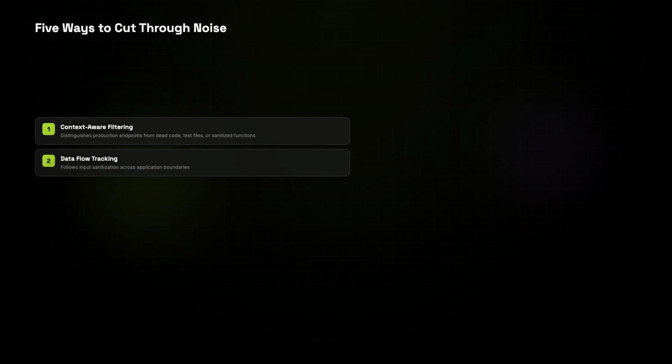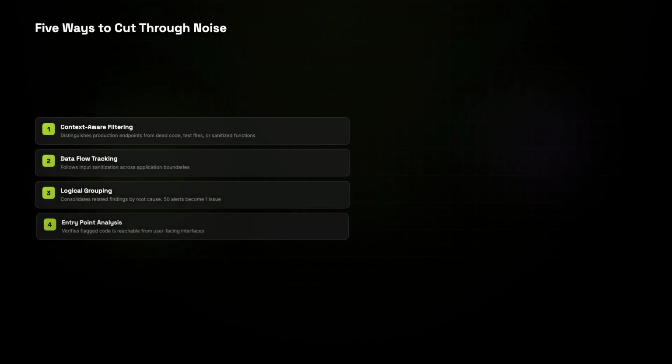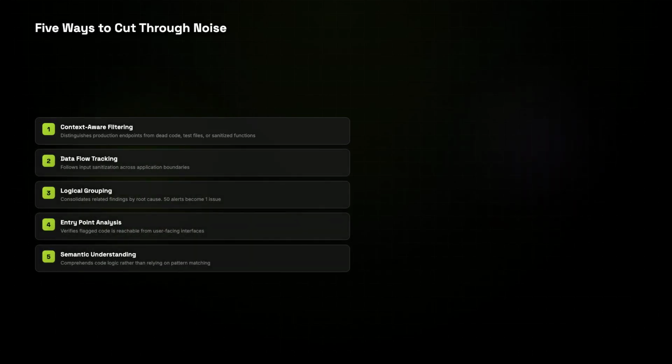So how do you actually fix this? There are 5 approaches that cut through the noise. First, context-aware filtering. This distinguishes between vulnerable code and production endpoints versus dead code, test files, or sanitized functions. Second, data flow tracking. Instead of examining lines independently, you follow input sanitization across application boundaries.